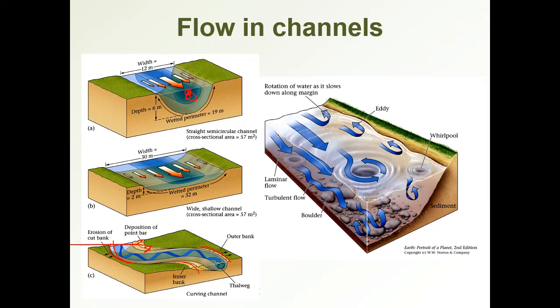We also have different types of flow within the stream itself. We have laminar flow, which is the straight flow. We have turbulent flow, which is the flow that is jerky and erratic, and that's going to be along the base of the bed, where it's encountering obstacles. So the smoother the base of the bed, the less turbulent flow we have. The rougher the base of the bed, the more turbulent flow we have.